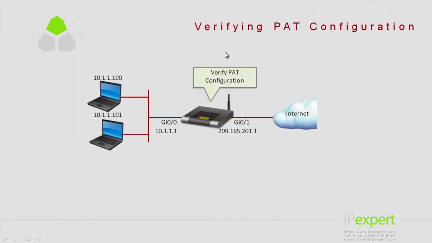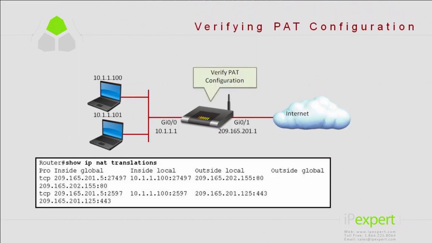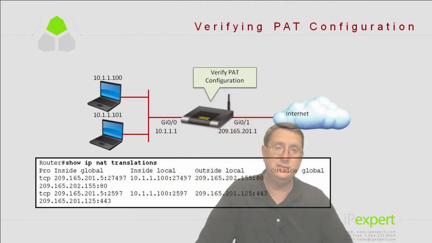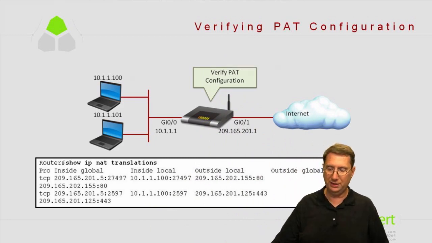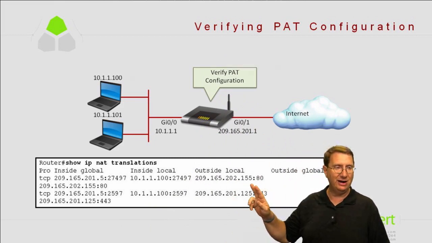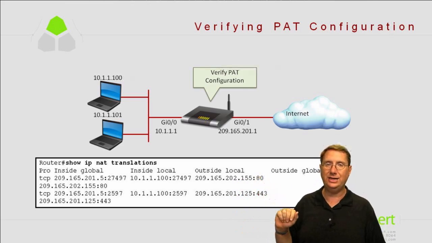So how do we configure this? Well, we want to verify it. And again, the verification is going to be the same as all the others. We're going to execute the show ip nat translations command. And we're going to look for those values that I was mentioning, where we're going to have ports that are indicative of, like, port 80. So port 80 is HTTP.